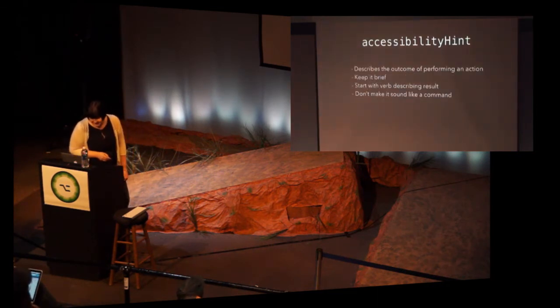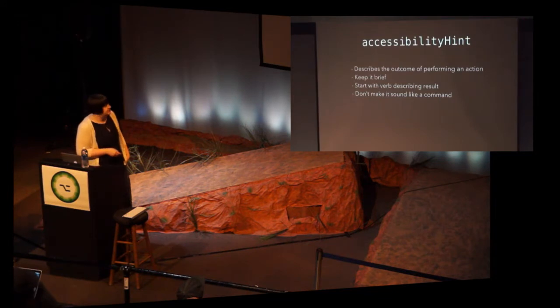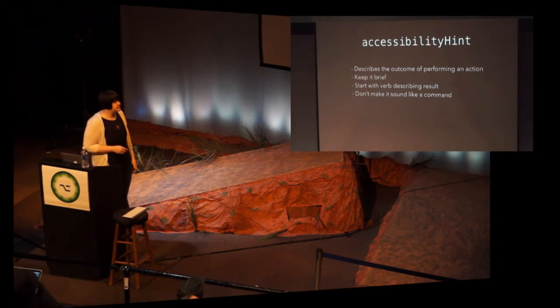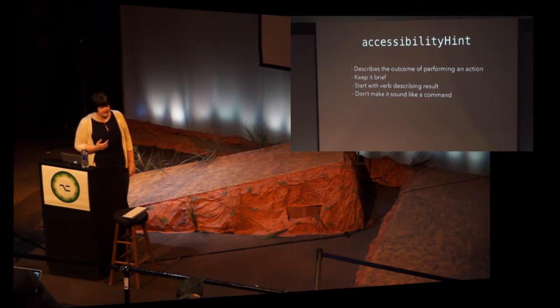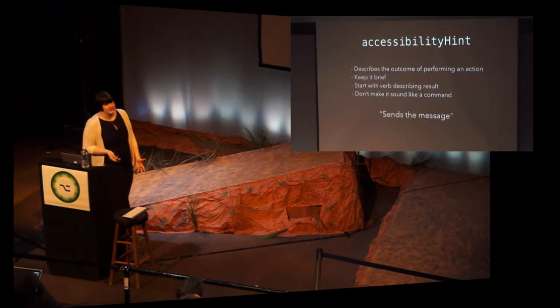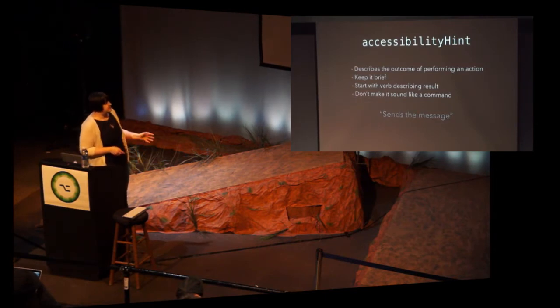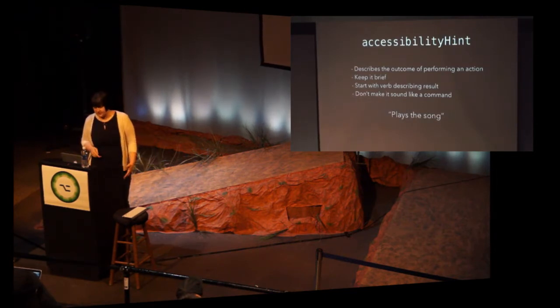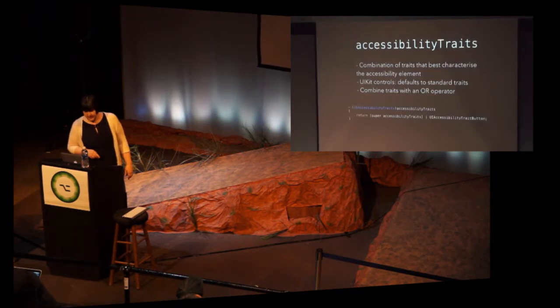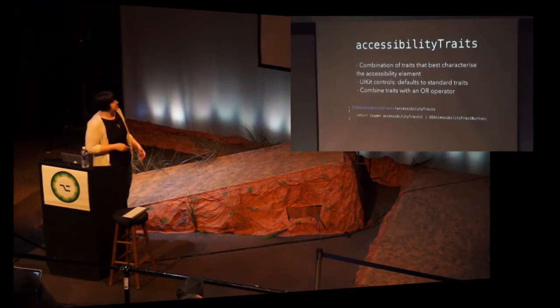So accessibility hint. This basically describes the outcome of performing an action. Again, this is optional. You don't always have to do it, and users actually have the control to turn off hints. But keep it really brief. Start with a verb describing the result, and don't make it sound like a command. So sends the message, plays the song, that kind of thing. And accessibility traits are basically a combination of traits that best characterize the element.